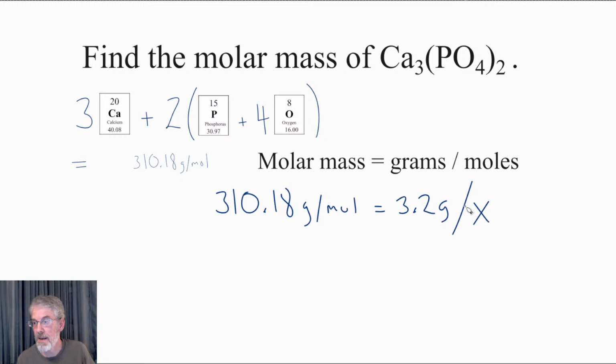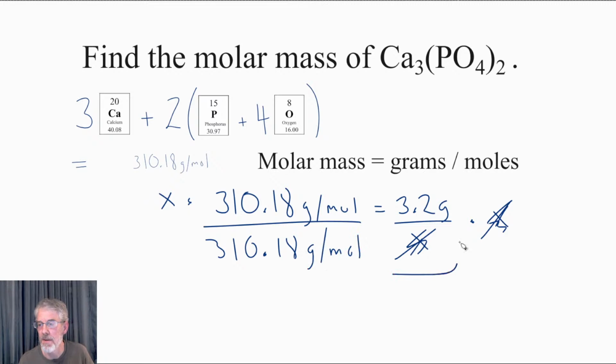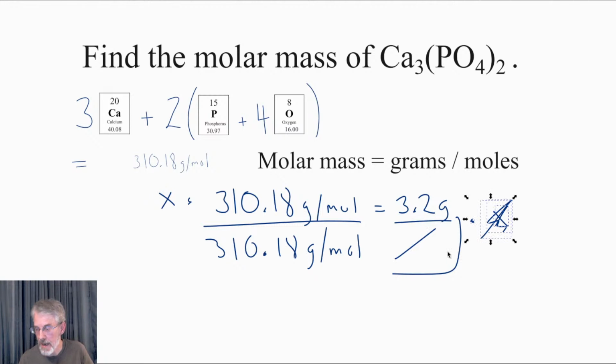So I guess you could multiply. Let's write it like this. Makes it a little easier to see it over x. So you could multiply both sides by x and cross out x. Kind of hard to cross out x. I'm just going to do that to it. And then we could divide each side by 310.18 grams per mole. And this is a little messy. I'll show you in another stream how to do this a little easier. But I want you to understand how molar mass is tied to moles and grams. All right. So we'll copy this over.